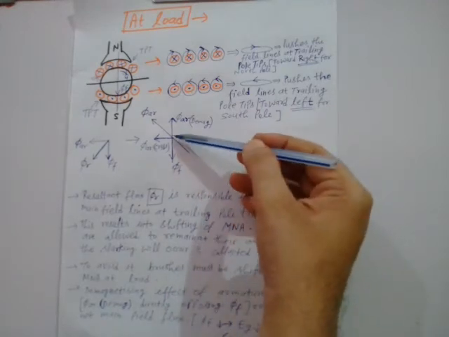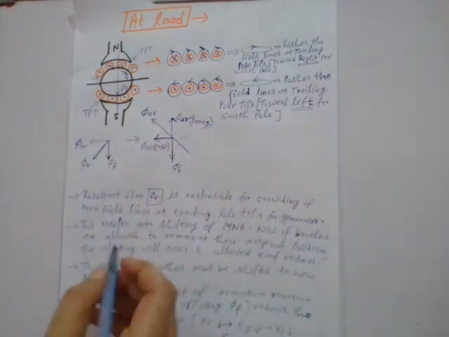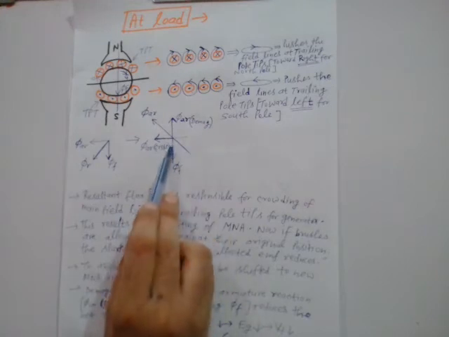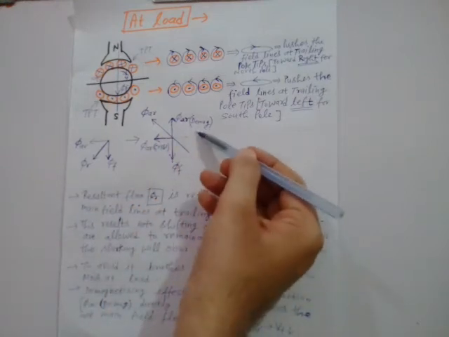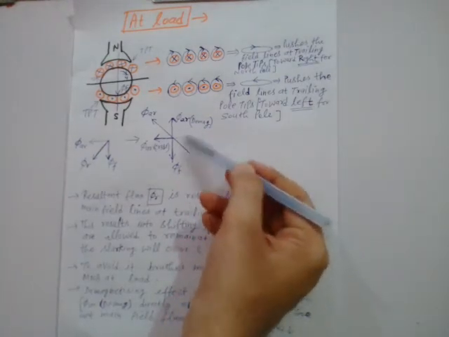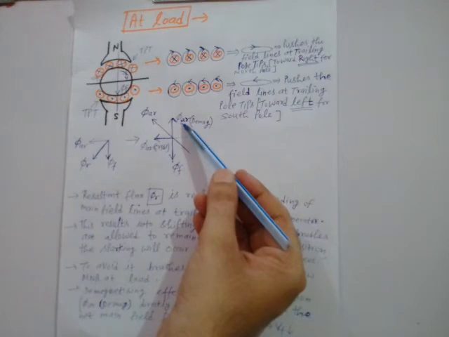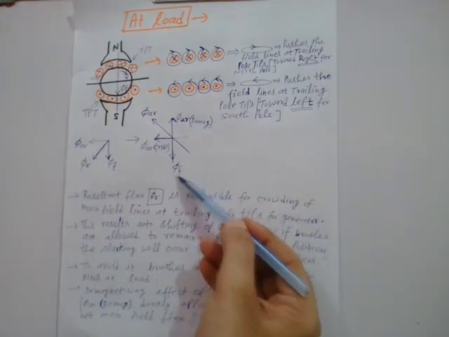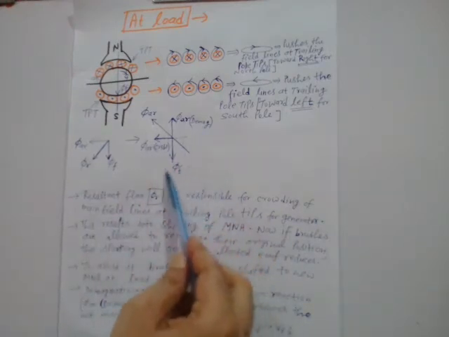See this, phi F is vertically downward like this, and the armature reaction flux is vertically upward, just 180-degree phase difference. So this is basically demagnetizing this field flux. What is the meaning of demagnetization? The meaning of demagnetization is that it is directly opposing this field flux. The demagnetizing component of armature reaction directly opposes this field flux, and this component is basically responsible for the reduction of the main field flux per pole, that is phi F.